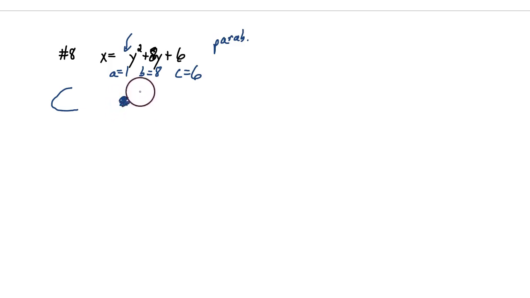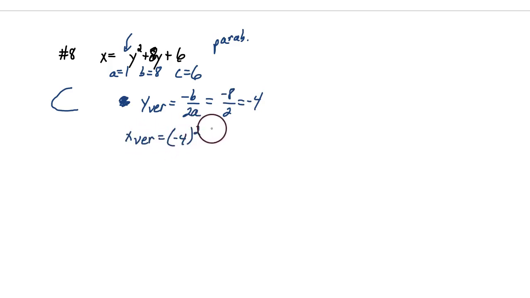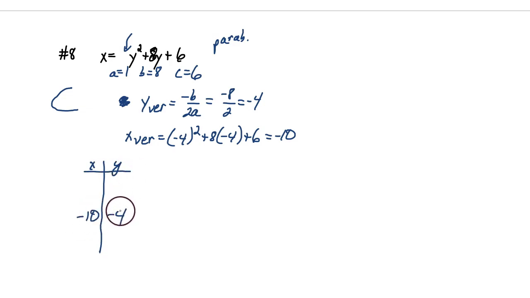Oops, we're not doing x here though, right? We're working with y. This quadratic is in the variable y. So we're going to go y vertex equals -b over 2a. This is -8 over 2, which makes -4. Then we can get x vertex by substituting in -4. This is 16 minus 32, which is -16, plus 6, which is -10. In our xy table, in our middle row, x is -10 when y was -4.